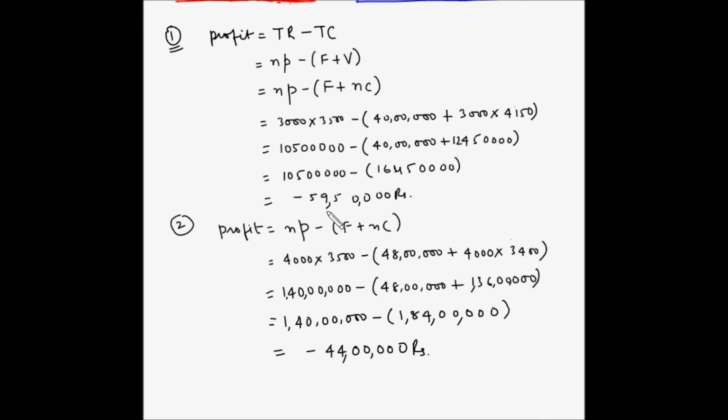And in the first scenario, we are making a loss of 59,50,000 rupees. So definitely in the proposed scenario, we are benefiting a difference of 59,50,000 and 44 lakhs, which is 15,50,000 rupees. And since it is both negative, second scenario is better by 15 lakh rupees. So definitely the second scenario is preferred, and the company should move to the proposed scenario.